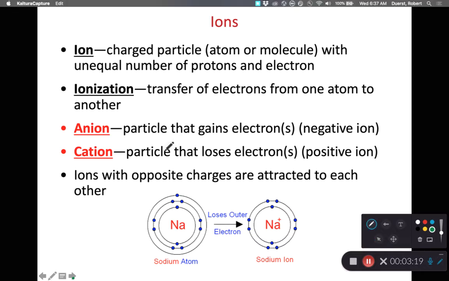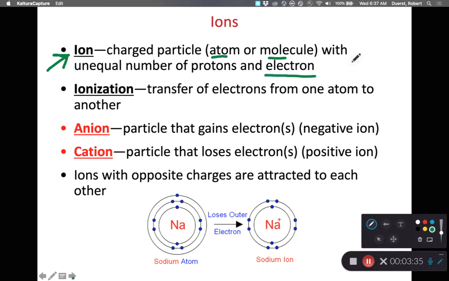Now, if we have something dissolved in water and it gains or loses an electron, it has a charge to it. We refer to it as an ion. So electrolytes by default are going to be ions. They can be an atom or a molecule with an unequal number of protons and electrons.